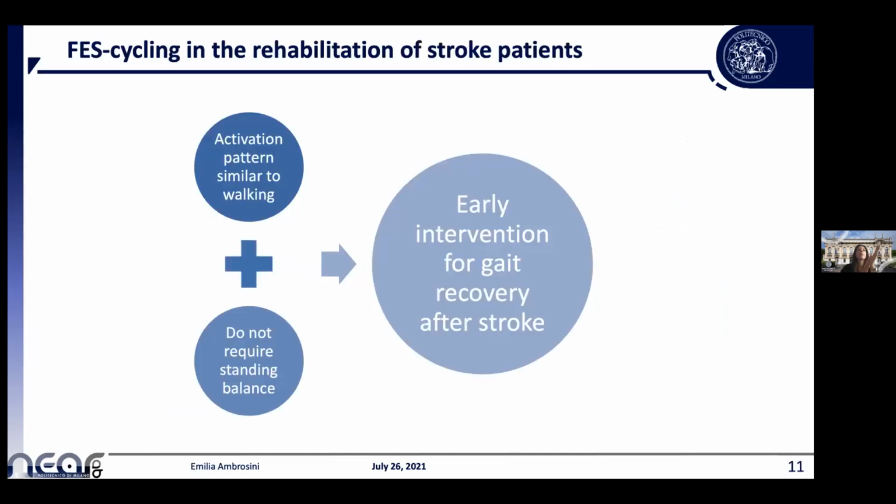Why FES cycling for the rehabilitation of the lower limb of stroke patients? Cycling is characterized by an activation pattern which is very similar to walking, which, as I said before, is the main objective of stroke rehabilitation for the lower limb, but it does not require standing balance. So it can be performed in a very safe situation, even soon after stroke, as soon as the situation is stable from a medical point of view. This allows an early intervention with the final aim of gait recovery.